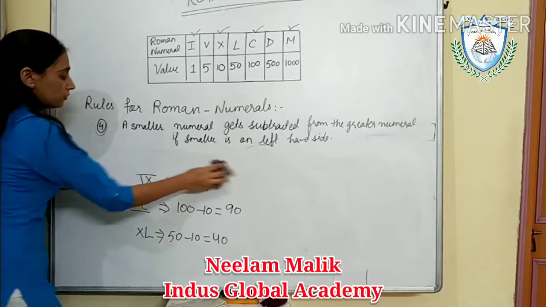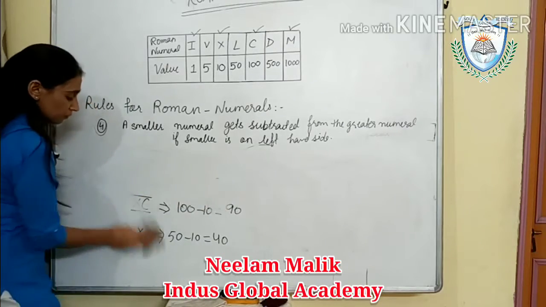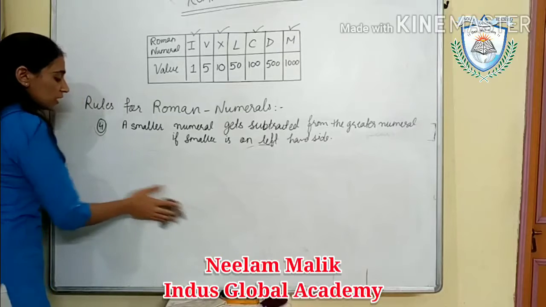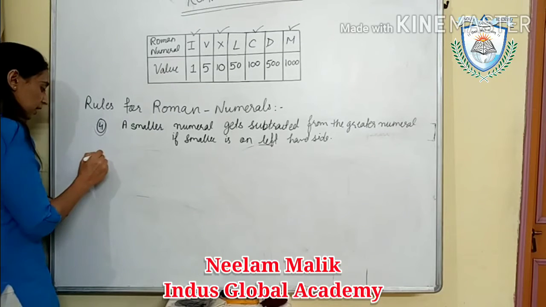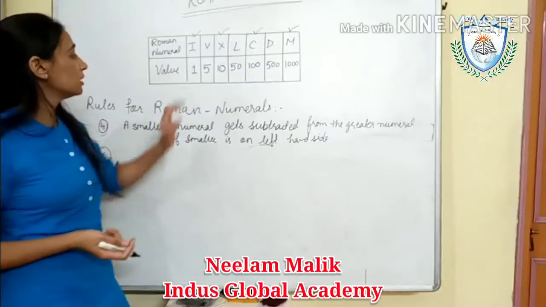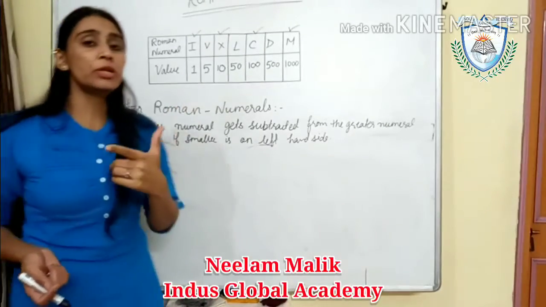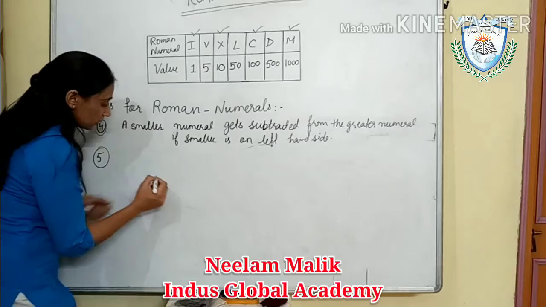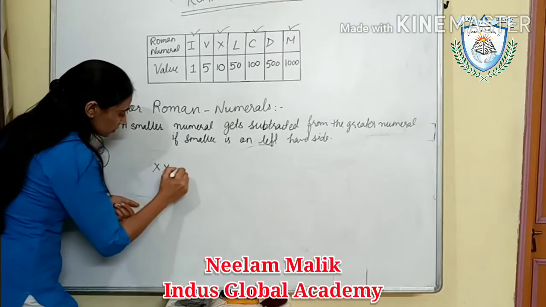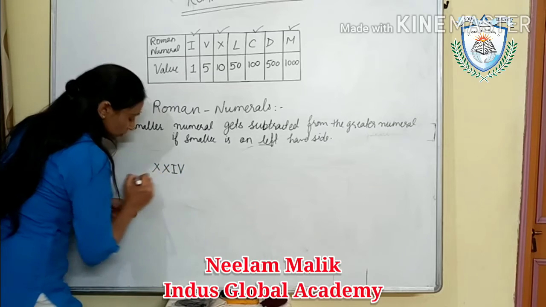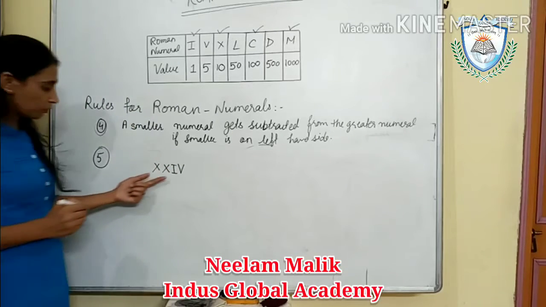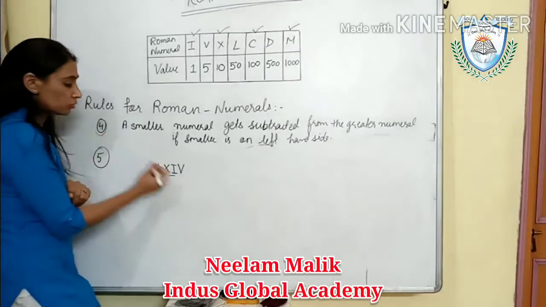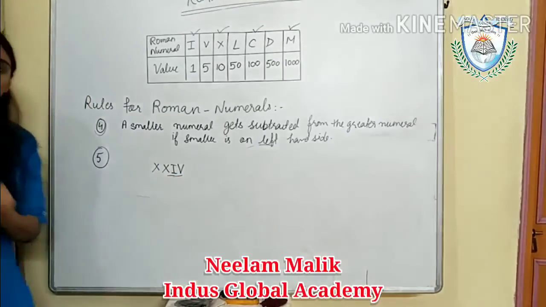Now the rule number 5. In rule number 5, when you are using a small numeral between two greater numerals, okay, between two big numerals. So suppose I'm having here X, V, and here is I. You will be confused whether I will come with this X or with this V. So no need to be confused here.